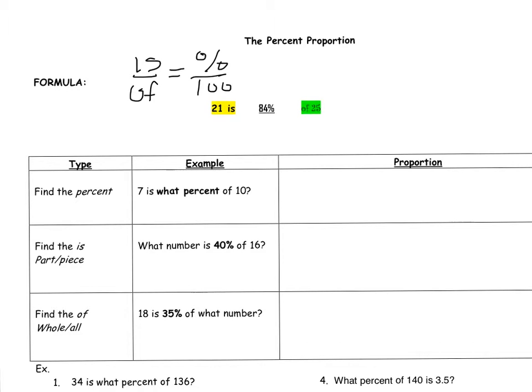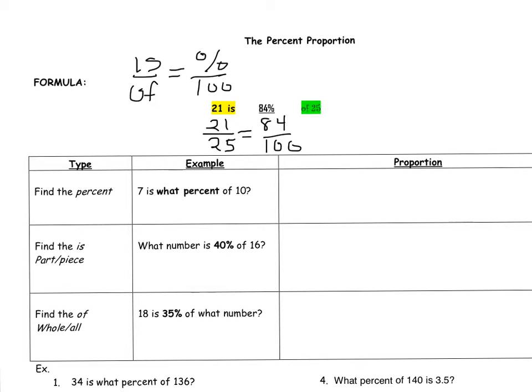So if I'm given a problem like 21 is 84% of 25, I'm given all of the information there. So 21 would go on top of 25. 21 is the part, 25 is the whole, and then it's going to equal the percentage over 100. In each of the three examples, we're missing one piece of the proportion, so we've got to cross multiply and divide in order to solve.